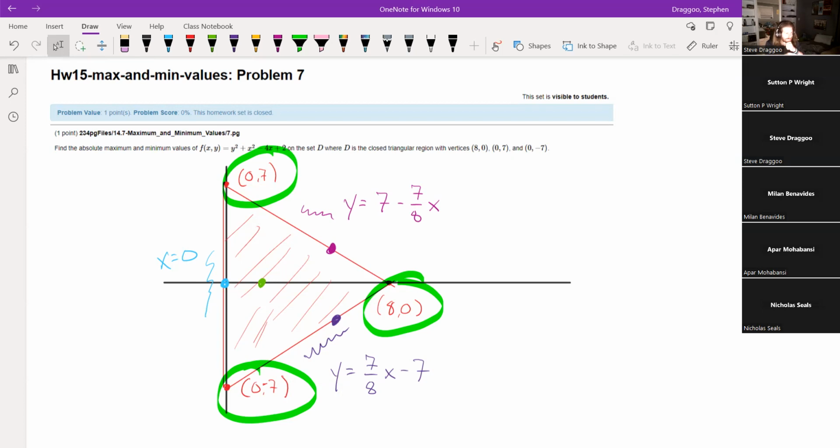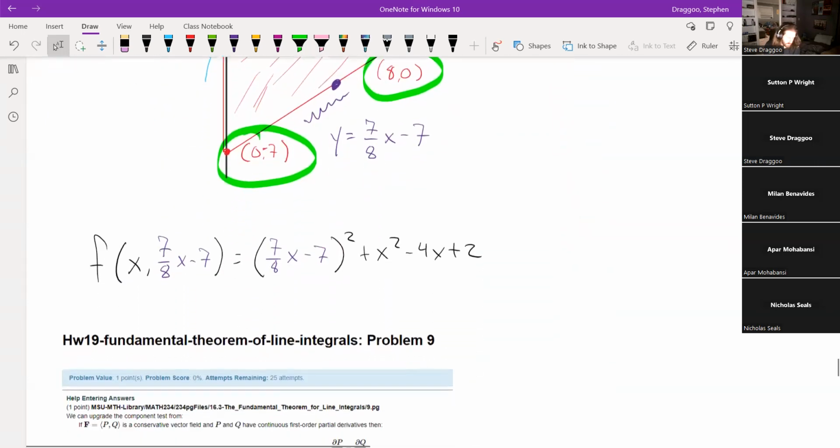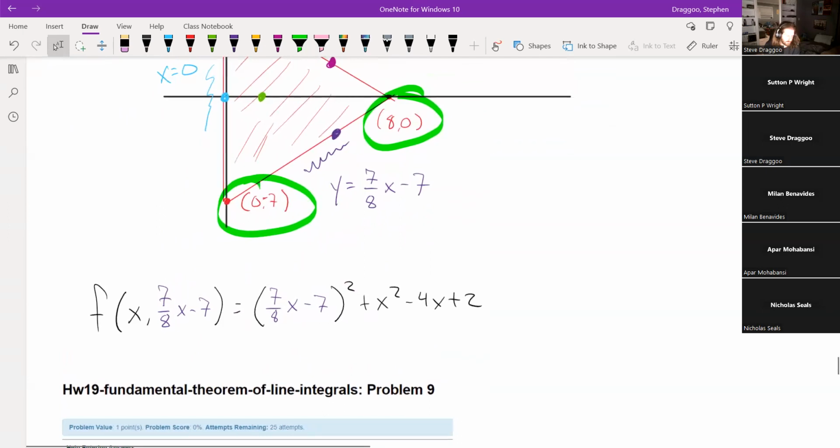So I'll parameterize each edge with the equations given: y equals 7 minus 7/8 x, y equals 7/8 x minus 7, and x equals 0. Those are my 3 boundary equations. And then each of those will have a boundary critical point to evaluate as well. So all 7 of those. And one of the ways that we might evaluate that function is just by substituting in for y. So along the purple line, the one that's down at the bottom, I'll just substitute what I know for y, which is 7/8 times x minus 7, and plug it in for y in the original function.